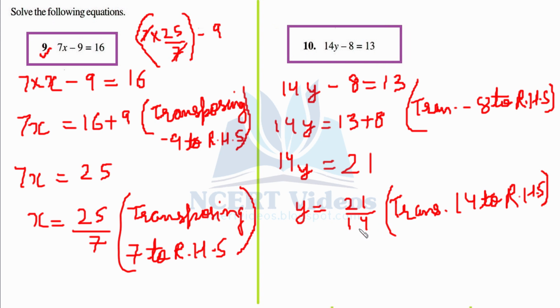Since it was getting multiplied, it will get divided up. 7 2s are 14, 7 3s are 21, and the required solution is y equals 3 over 2. Now we would like to check it.